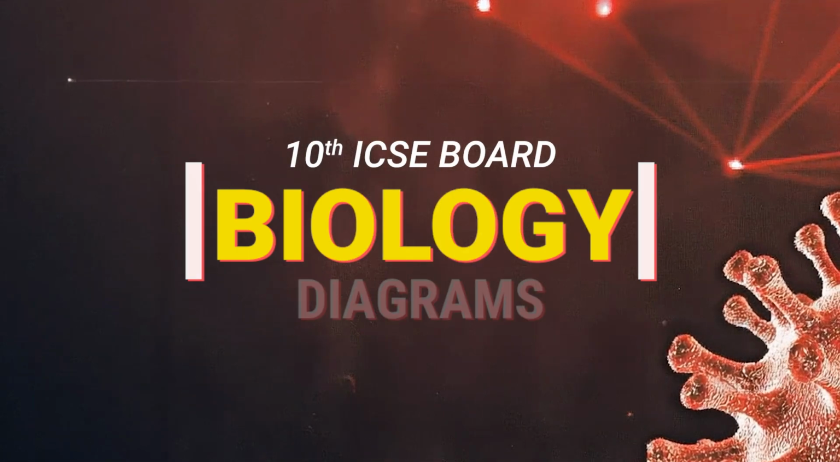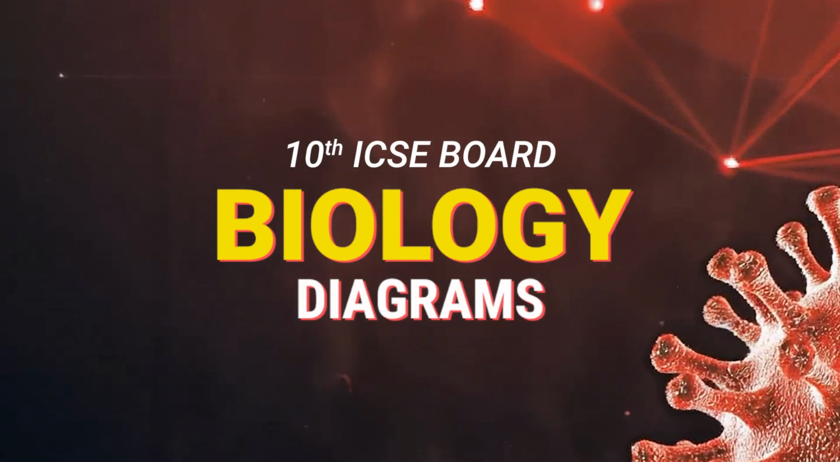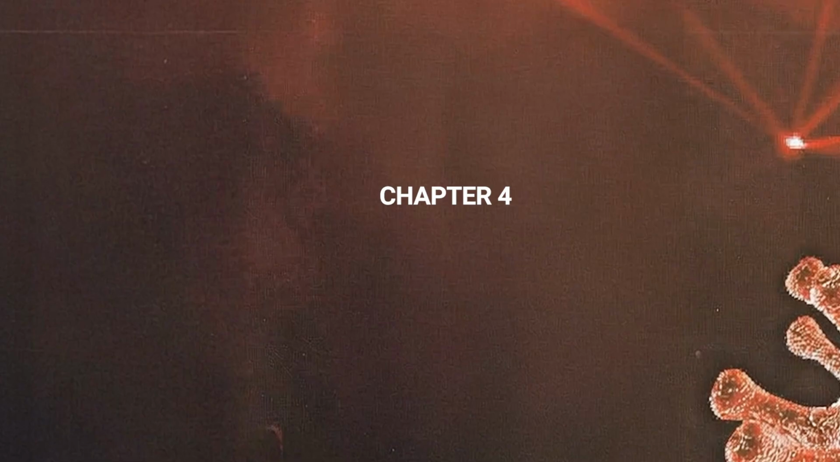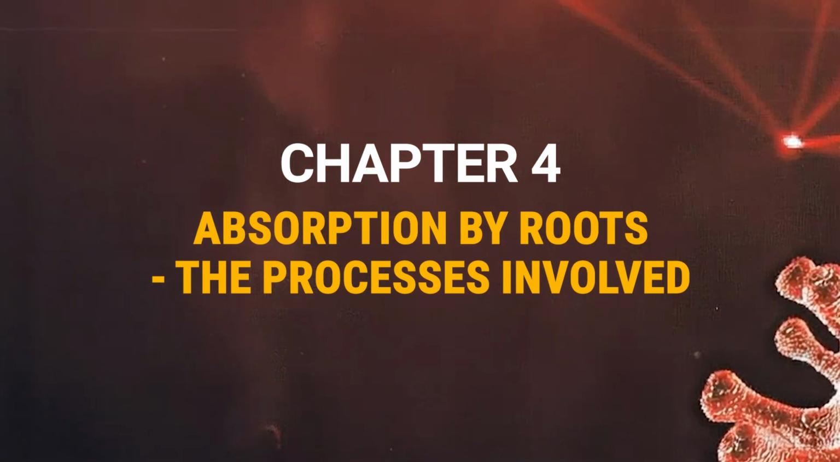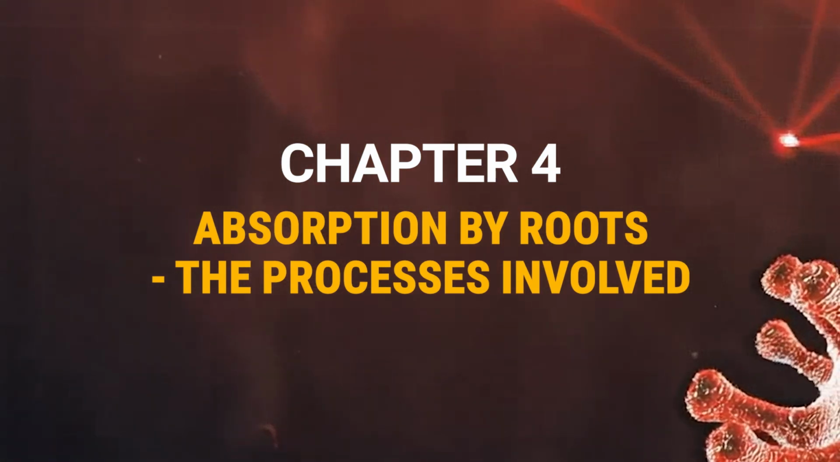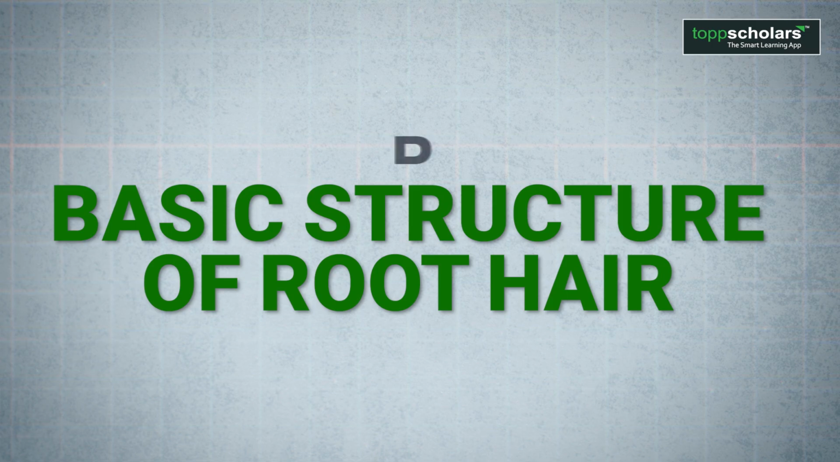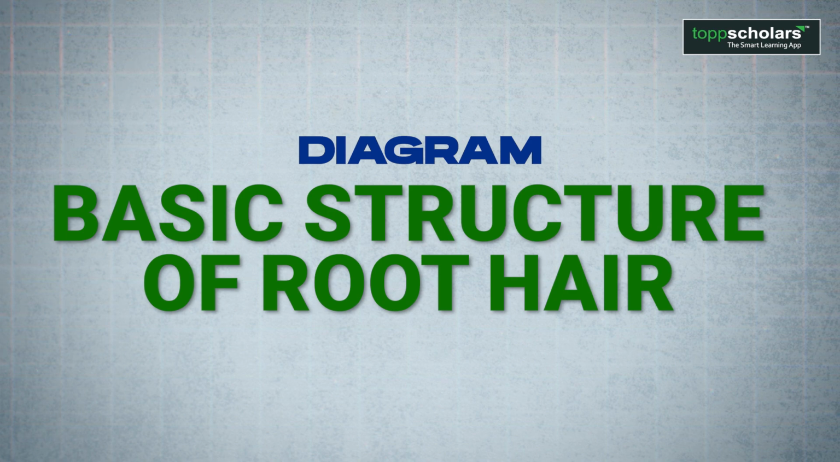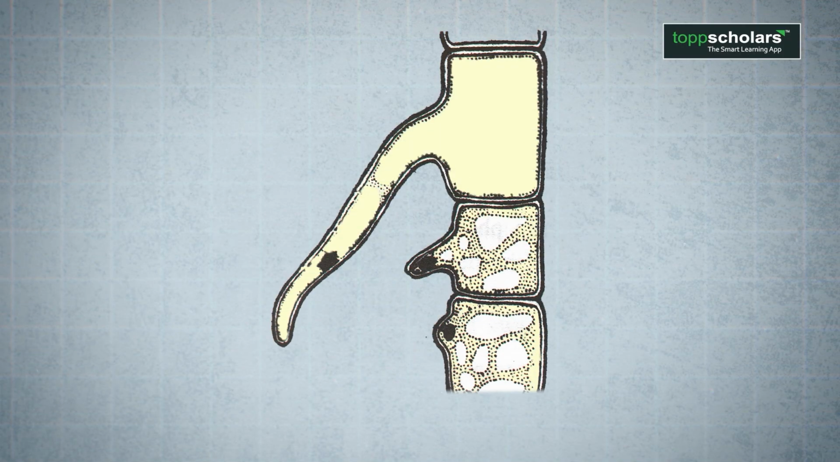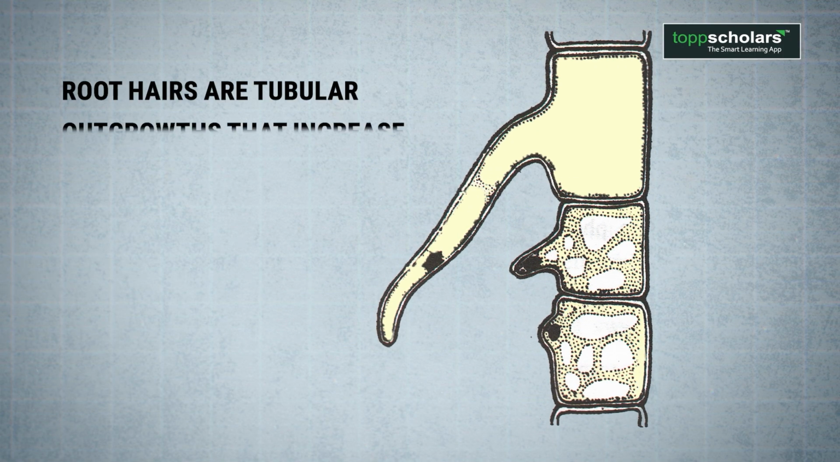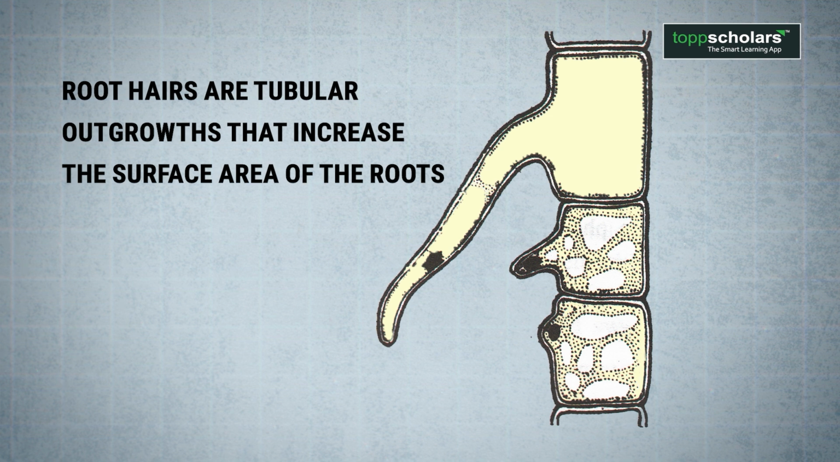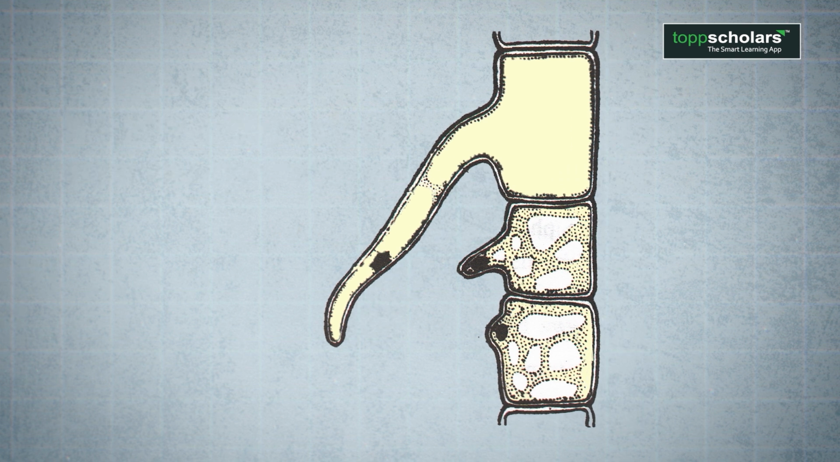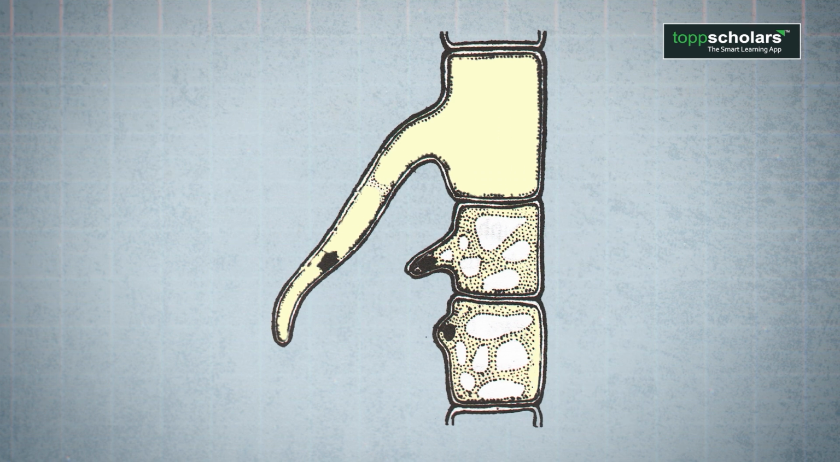Hello dear friends, today we will learn about the important diagram of chapter 4, Absorption by Roots, process involved. So let's begin. Diagram is basic structure of root hair. Do you know what are root hairs? Root hairs are tubular outgrowths that increase the surface area of the roots. Now let me tell you its structure as per the diagram.